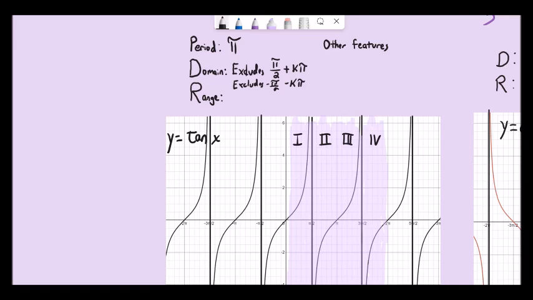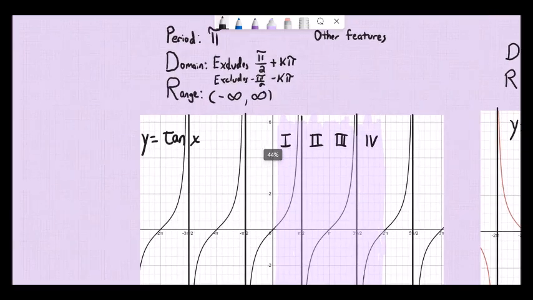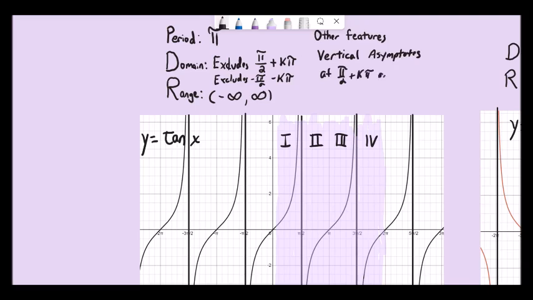Alright, what about the range? Well, the range goes on forever, so it's going to be negative infinity to positive infinity. Other features of the graph: it has vertical asymptotes at intervals of pi, plus k times pi and minus k times pi. It passes through the origin. That's another thing. Okay, now let's take a look at cotangent.